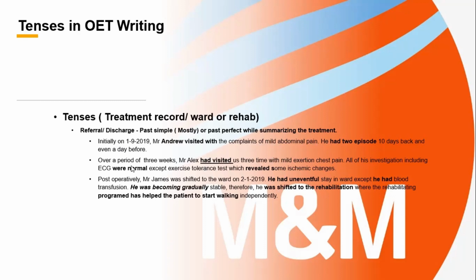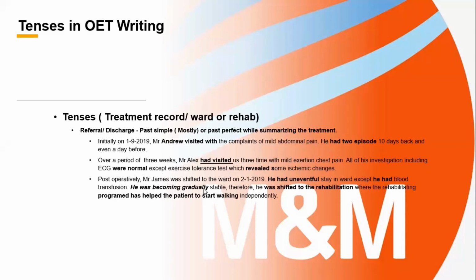Similarly, if you are summarizing the treatment record in case of a referral: over a period of 3 weeks, Mr. Alex had visited us 3 times with mild exertional chest pain. All of his investigations, including ECG, were normal, past simple, except the exercise tolerance test, which revealed some ischemic changes. So past simple. Then how can we use the transition? Similarly, for the discharge letter, we can use: he had an uneventful stay in the ward, except he had a blood transfusion. Both times I used the past perfect.